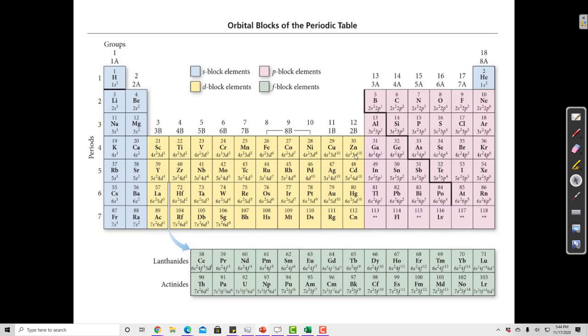And here too, D10, same thing with D10. D10 appears twice. And so it appears twice because it's really anxious to get to D10, because having that full D shell makes it very stable.